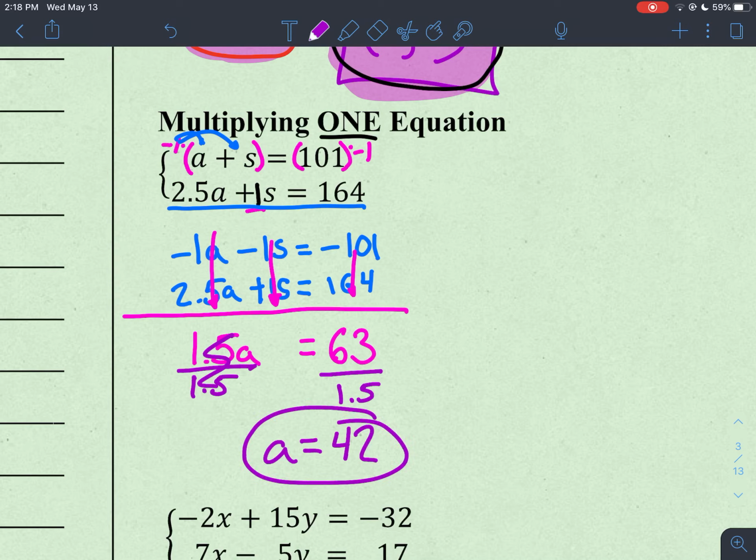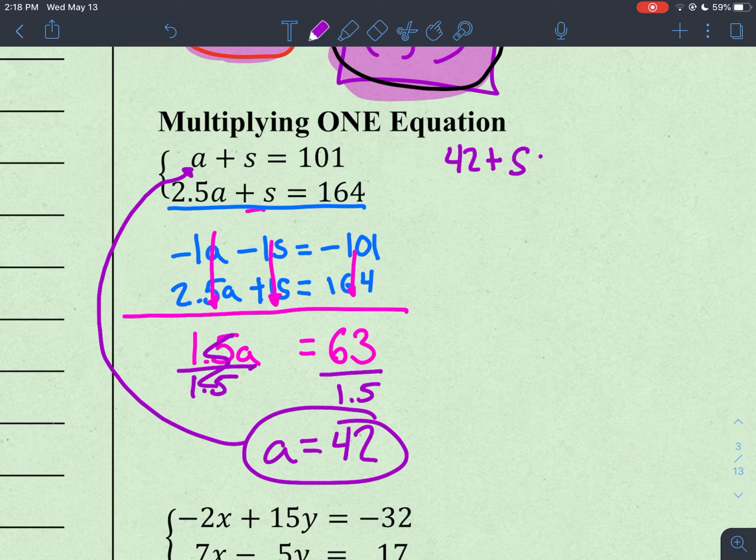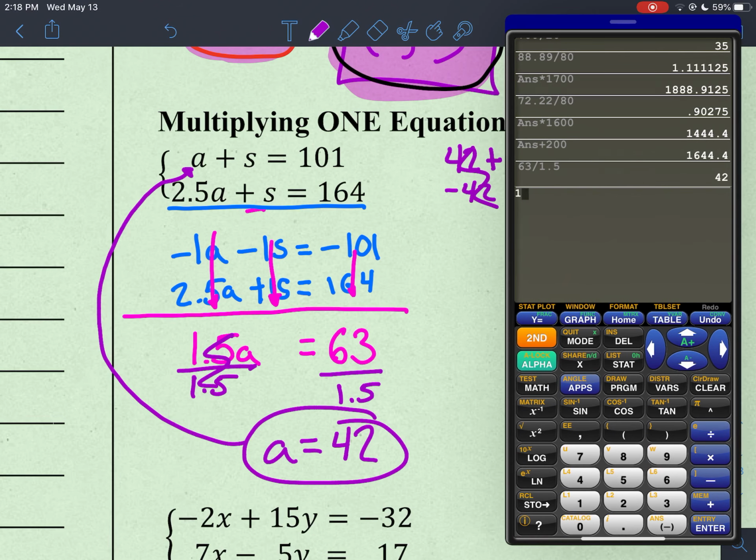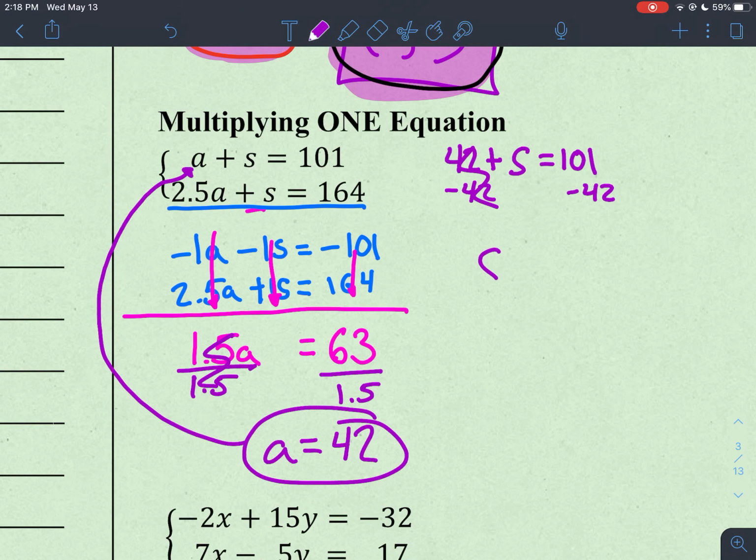Now, what I want to do is go back and plug this into one of the original formulas. Always look to see which one is going to be easiest. In this case, I'm going to say it's the top. So I have 42 plus some S is going to be 101. Solve for that S: 101 minus 42 is going to equal 59. So I know that S equals 59.